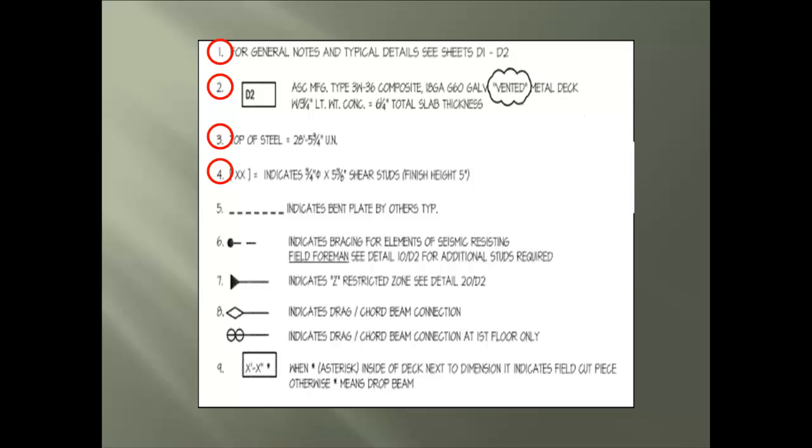Number 4 indicates a symbol used for showing the headed stud count per beam. Number 5 indicates a symbol used for bent plate. Number 6 indicates a symbol showing the seismic resisting bracing. Number 7 indicates a symbol for the restricted Z-zone area.